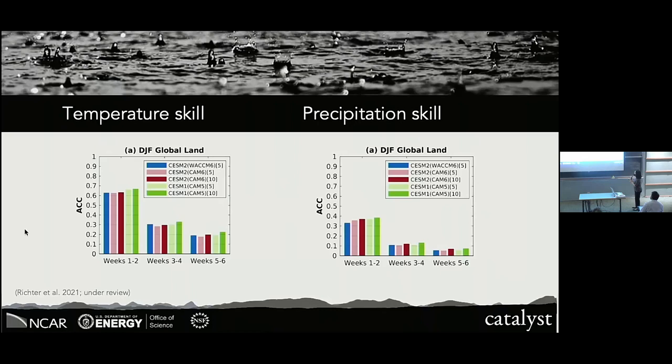But when you take a look at precipitation, the skill is much lower. So you're looking at about 0.1 anomaly correlation coefficient, and it degrades even further as you head into weeks 5 and 6. And so the motivation behind my work is to try to move the needle a little bit. Right, so try to improve that skill a bit between weeks 3-4 and also 5 and 6.